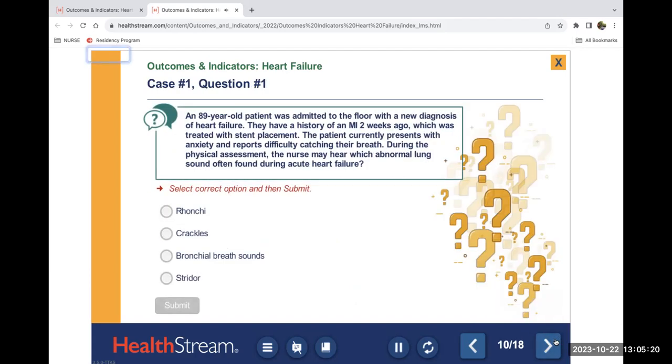An 89-year-old patient was admitted to the floor with a new diagnosis of heart failure. They have a history of an MI 2 weeks ago, which was treated with stent placement. The patient currently presents with anxiety and reports difficulty catching their breath. During the physical assessment, the nurse may hear which abnormal lung sound often found during acute heart failure.